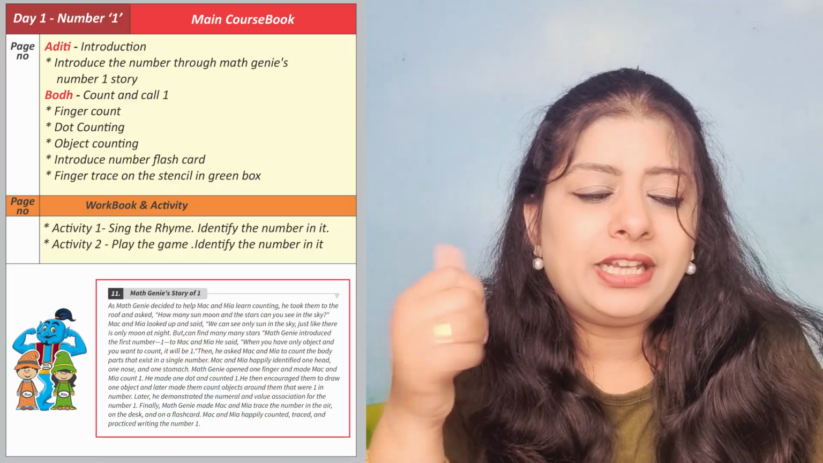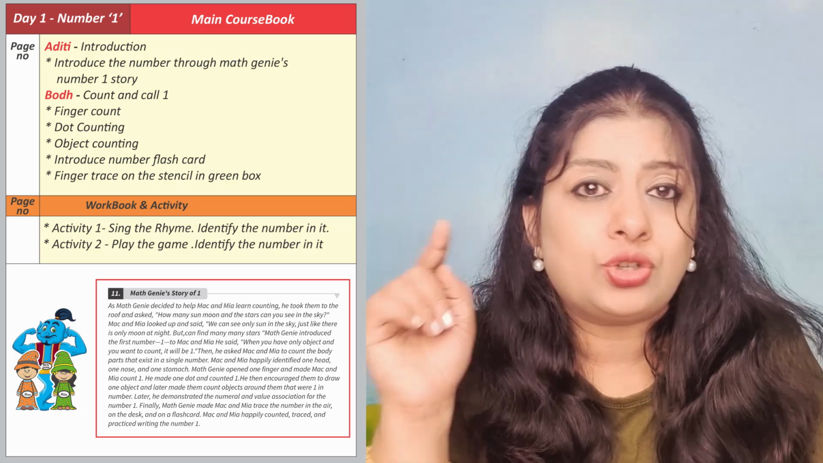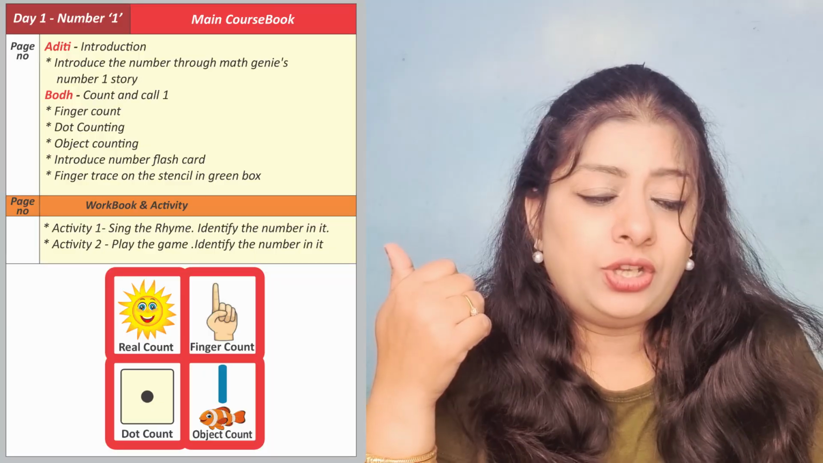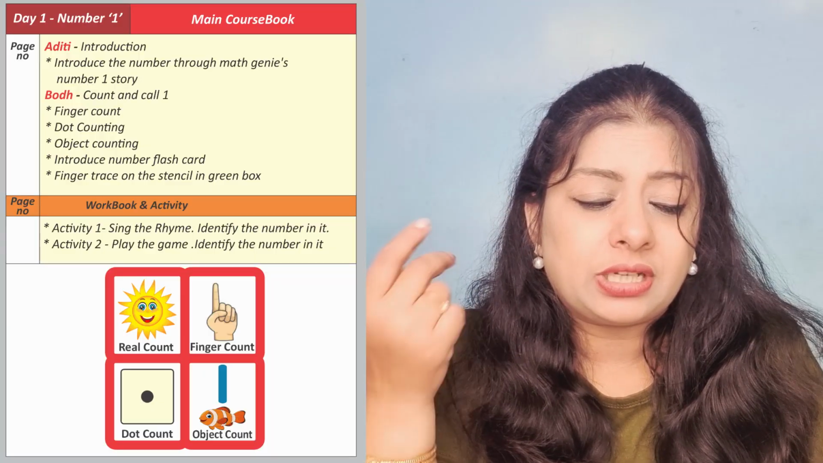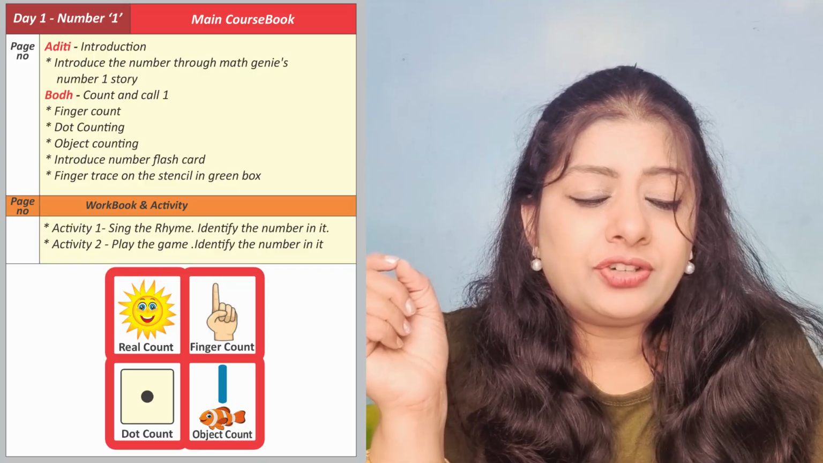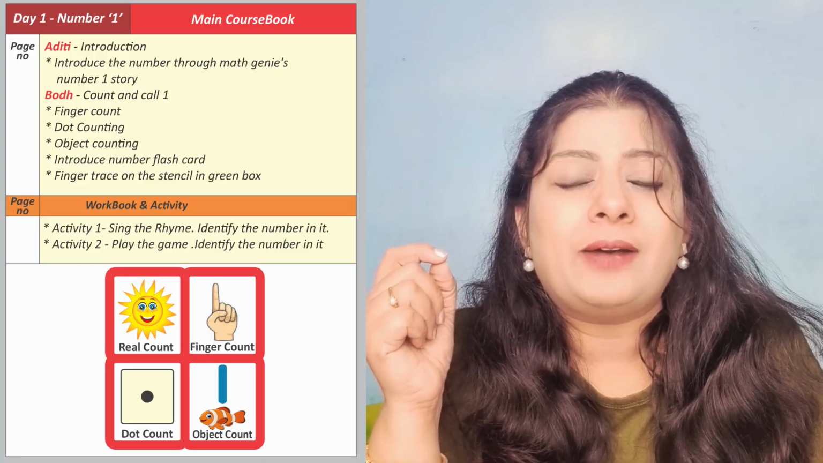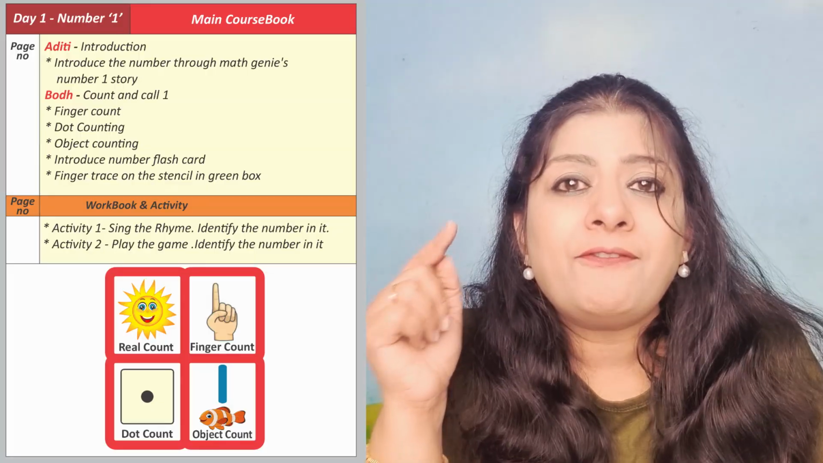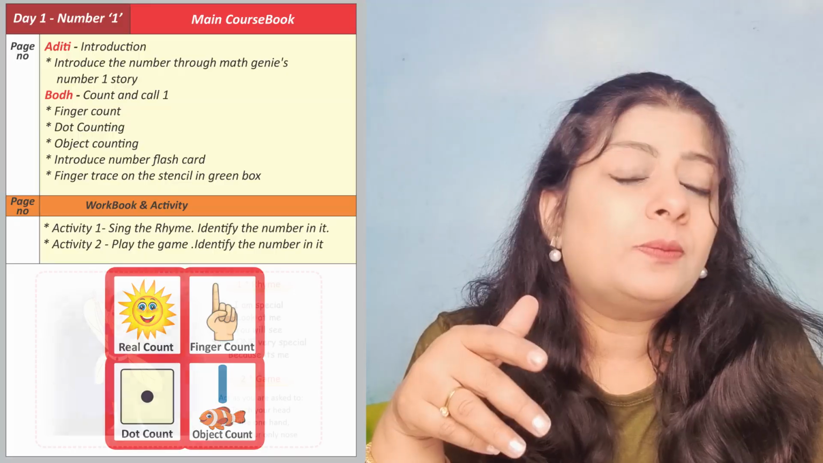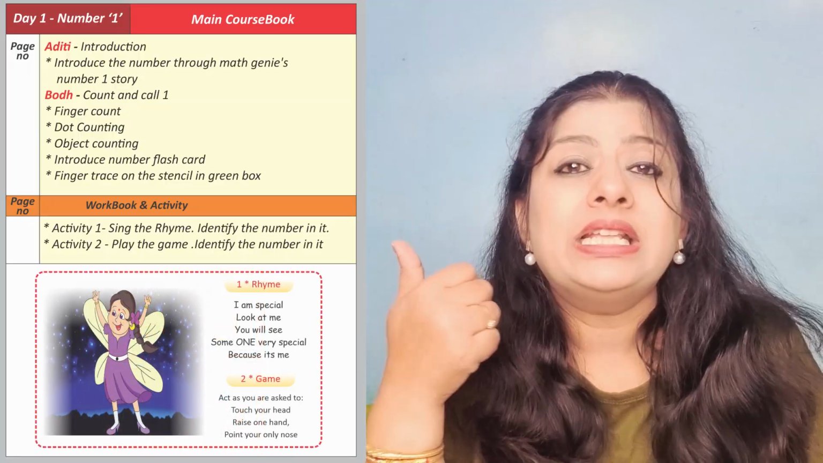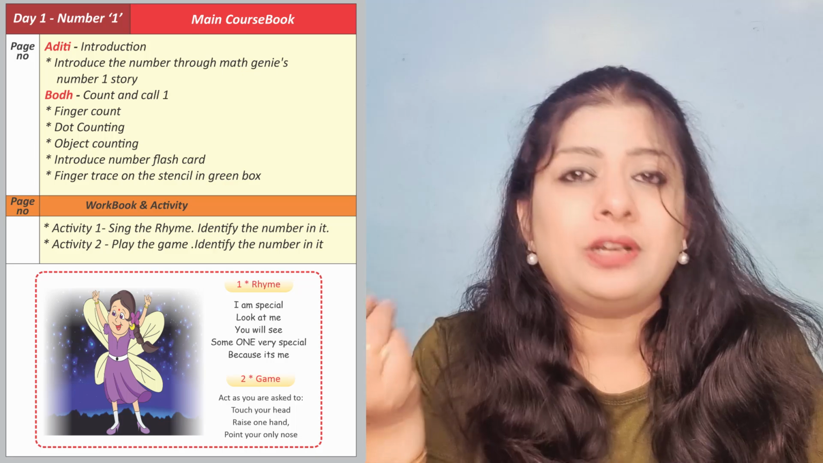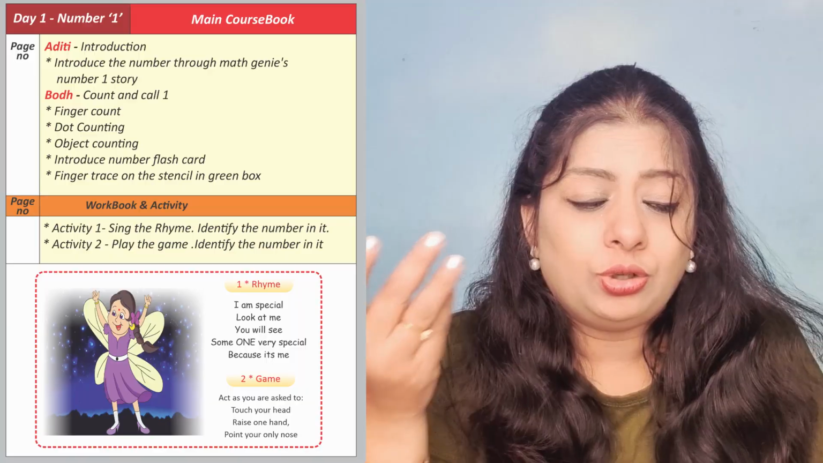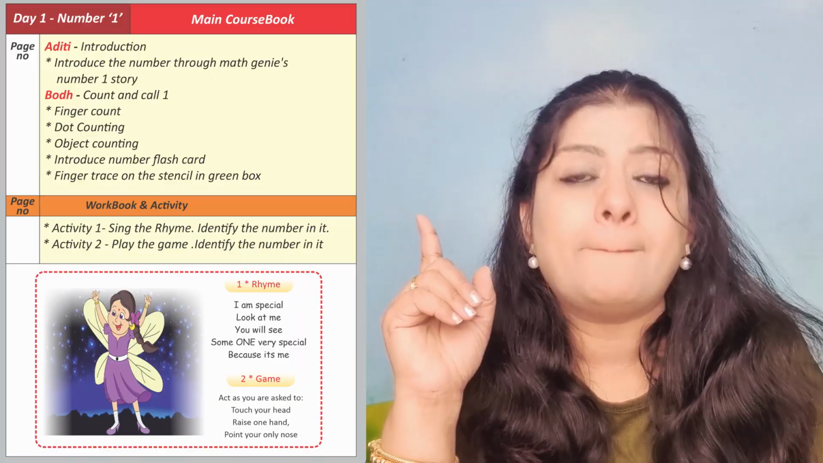As a part of Aditi, introduce the number through the Math Genie's number 1 story. Now you all know the story. And for both count and call 1, you can use finger count, dot count, object count, number on flashcard, and finger trace on the stencil. You can create flashcard stencils and allow the child to understand the pattern and finger trace on that. In the workbook or any activity, we can sing the rhyme. I have given you the I Am Special rhyme, you can sing it, and also play some games which are already discussed in the tutorial. So this is what we are going to do on day number 1.